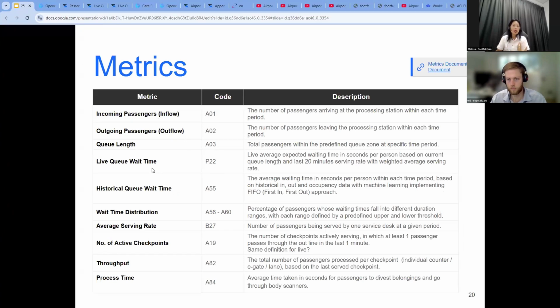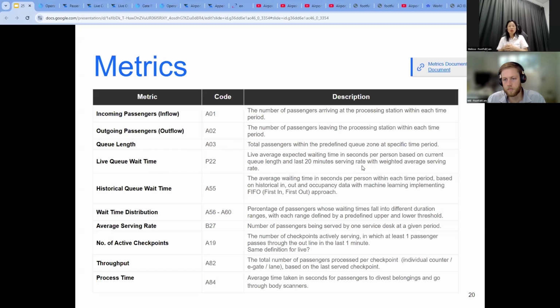And then we have the live and historical waiting time, queuing time. This is where the value of the metrics really starts to stand out. We're not just estimating delays. We're actually calculating the live waiting time per person based on real-time queue length and the last 20 minutes serving rate. Then we come up with the prediction.